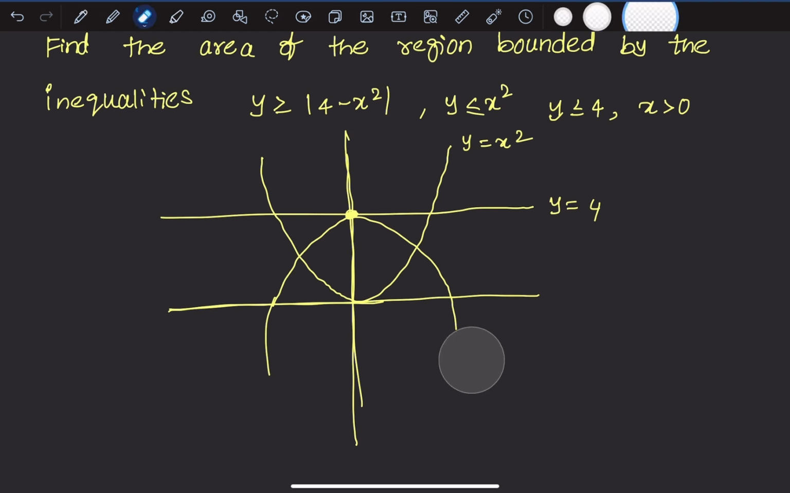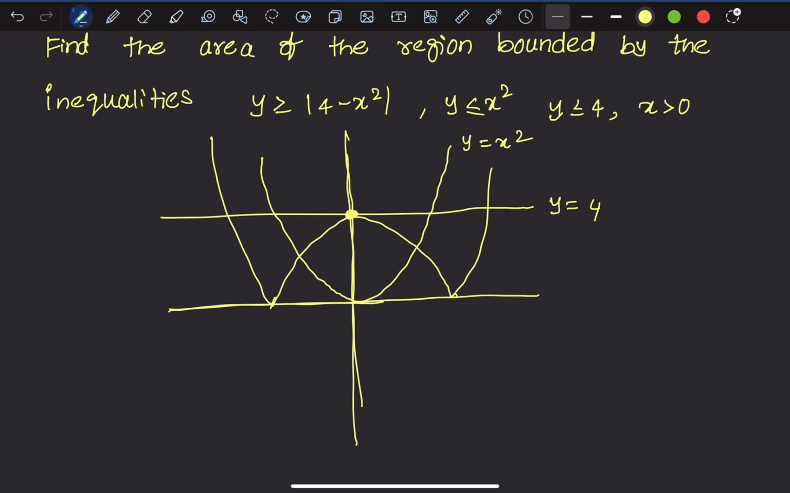But since there is a modulus, you have to take the image of the negative part about x-axis. Okay, this will be the graph. Now you have to find out the area of the region bounded by y greater than or equal to mod of 4 minus x square, which is above this graph and this side of the y-axis, y less than or equal to 4, so less than this, and y less than or equal to x square, so below this. So you have to find the area of this particular region.